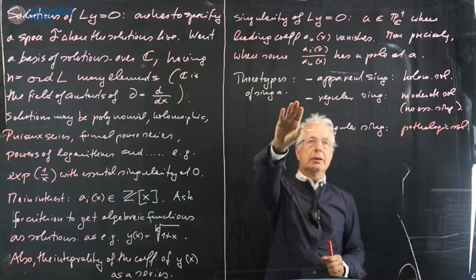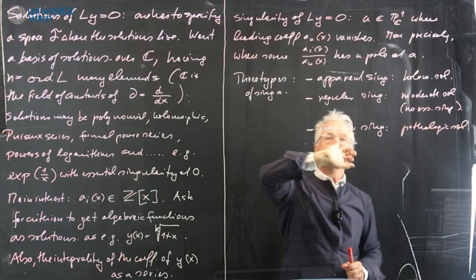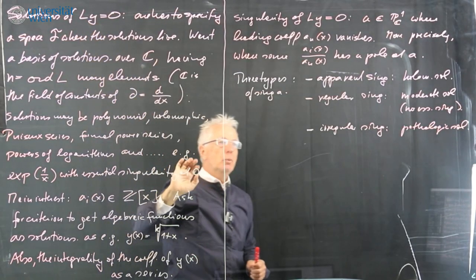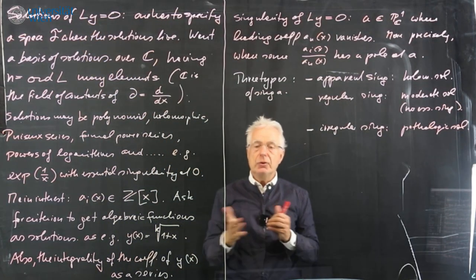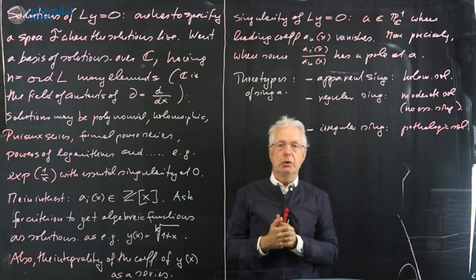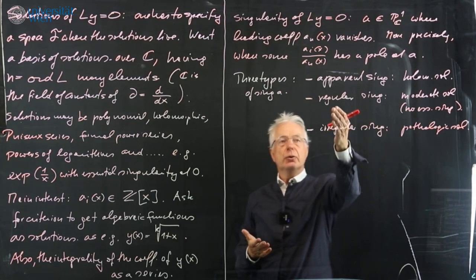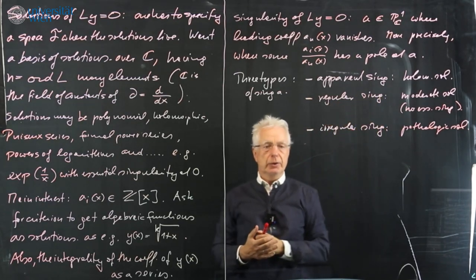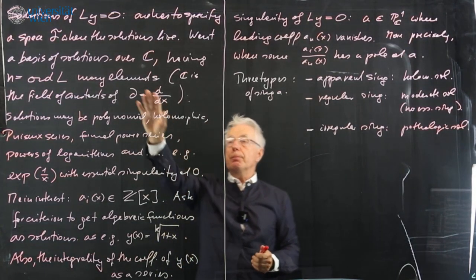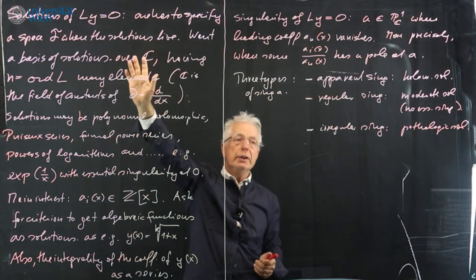And Fuchs said to himself, if I precisely define what I mean by moderate solutions, can I detect from my differential equation L whether the solutions are moderate or not? And this he was able to solve. And he gave a criterion nowadays known as the criterion of Fuchs, describing precisely those differential equations which have a regular singularity, okay, at a given point. So if you look at this equation, it is a scalar equation. You just have one equation.